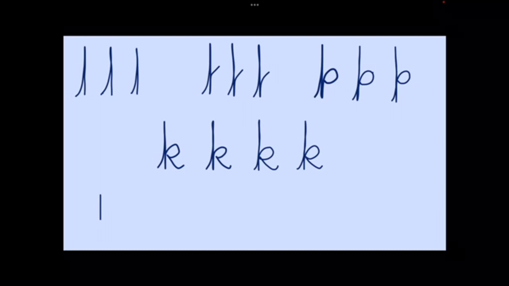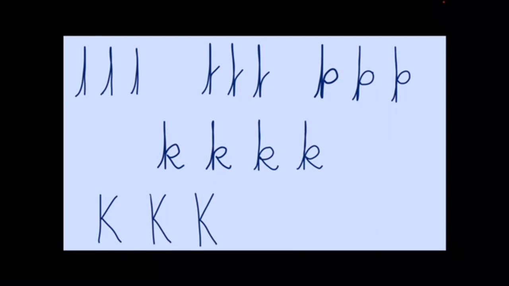Straight line down, and then a slow pop from the middle of the letter back to the middle and a slope down. Straight line, slow pop, slope down from the middle, straight line, slow pop, and then slope down.